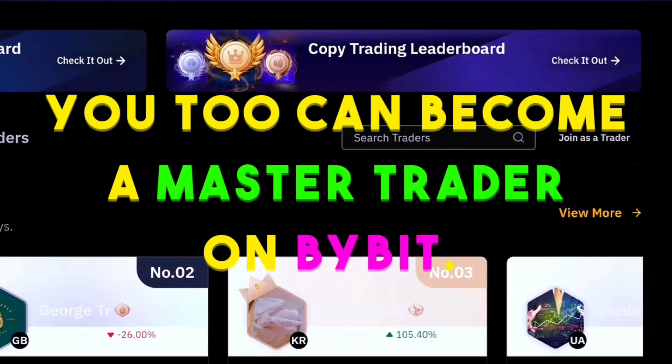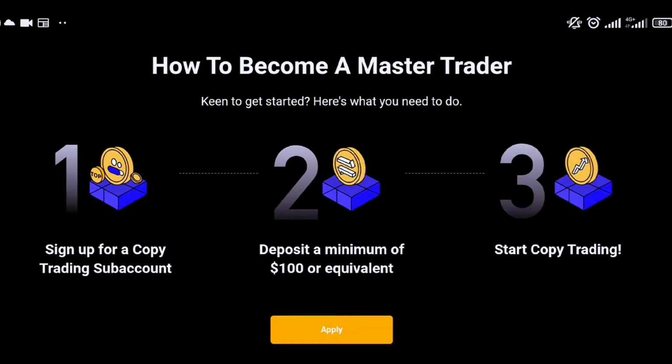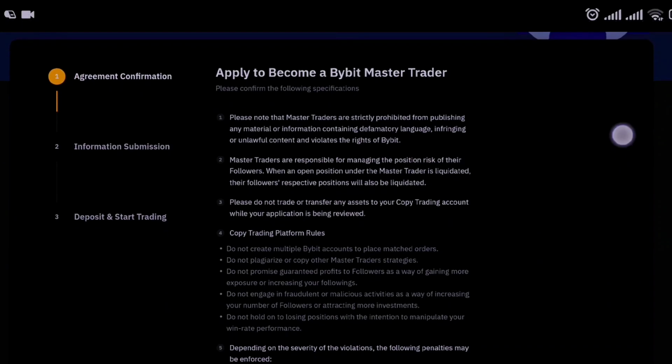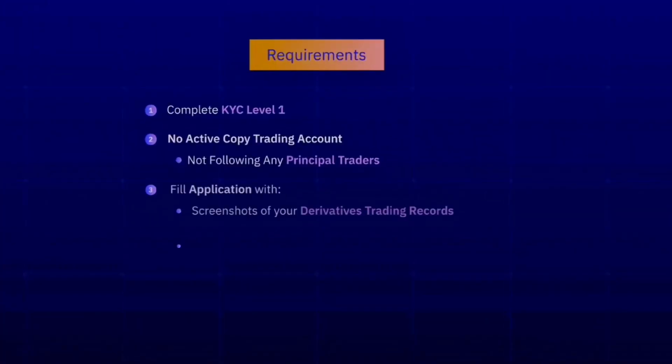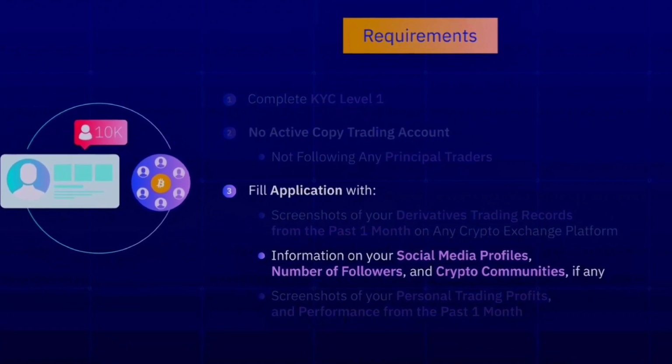You can as well join Bybit by becoming a master trader. By just clicking join as a trader, it will now take you into the process of filling in the details to become a master trader. There are some requirements that will be needed to actually finish to become a master trader here at Bybit.